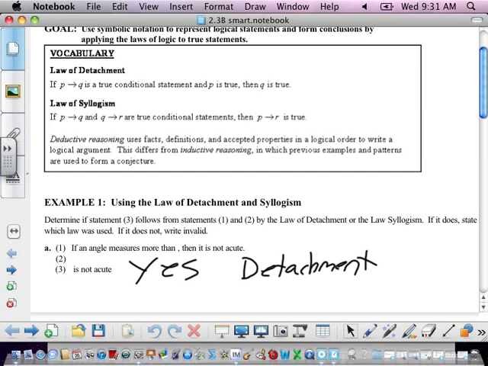For B, you're going to write the premise in order that makes it valid.